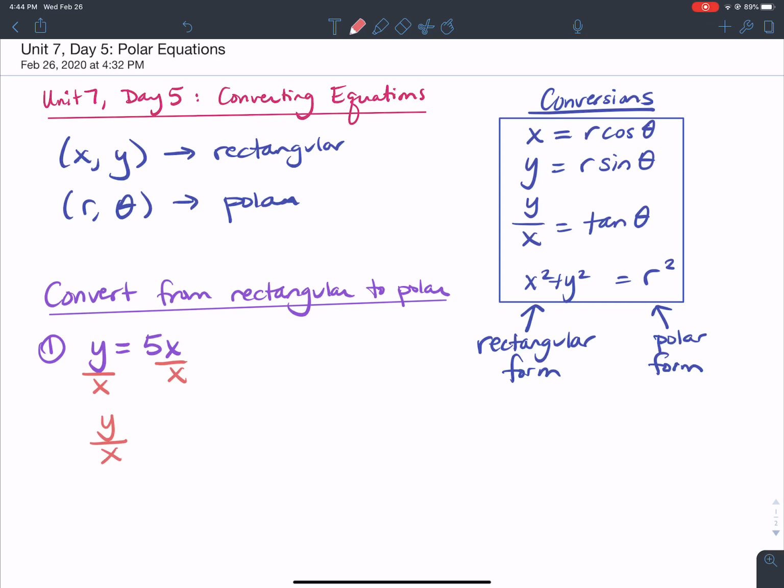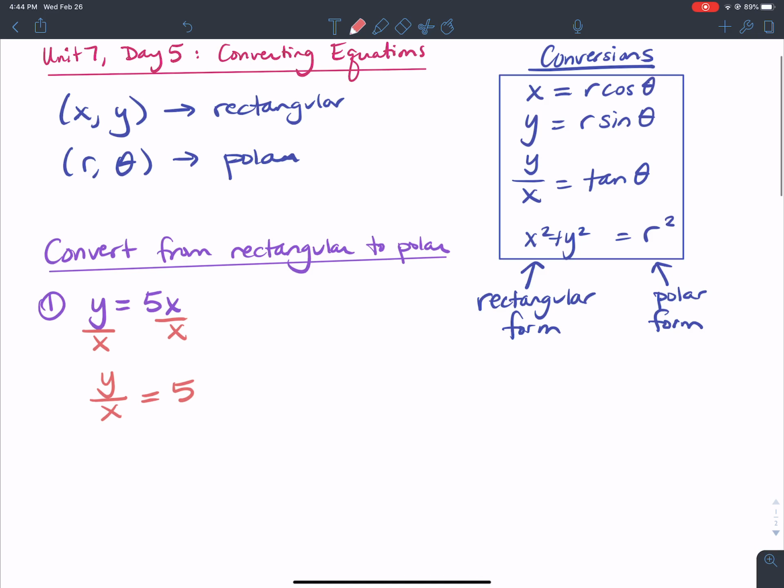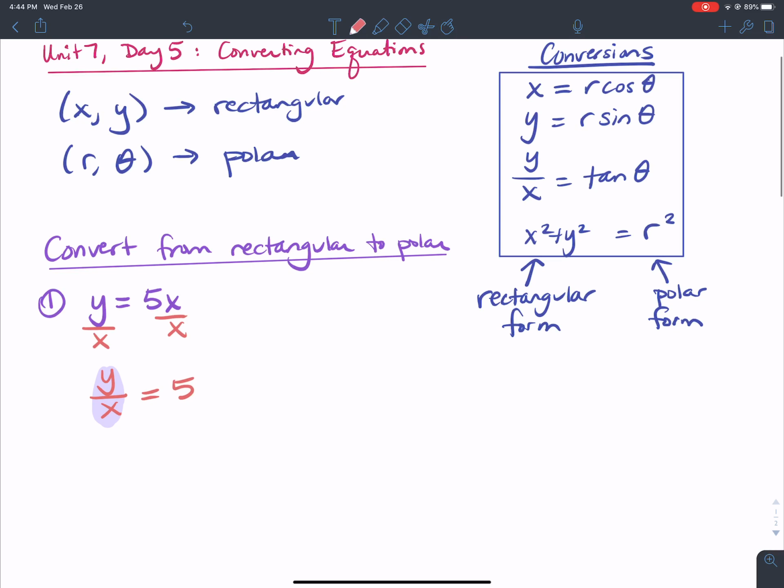If we have y divided by x equals 5, we can take the third conversion, which tells us in rectangular y divided by x is equivalent to tangent theta in polar, then we can just go ahead and make that substitution. We know y divided by x is the same thing as tangent theta.